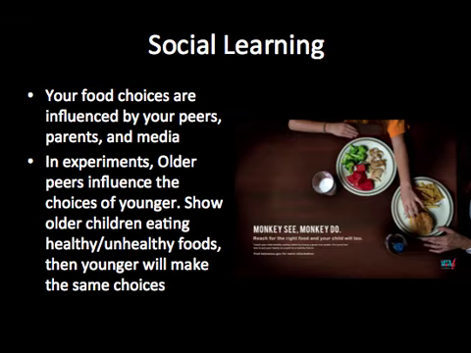The next theory is social learning. And this is one that you can probably think about how often it occurs in your day-to-day life. And that is that your food choices are influenced by your peers, parents, and media. In experiments, consistently it's been shown that older peers influence the choices of younger. That also includes the influence of parents on children's behaviors. So when older children or parents are shown eating healthy or unhealthy foods, younger children are making those same choices.